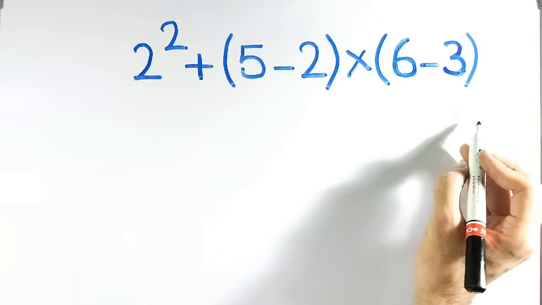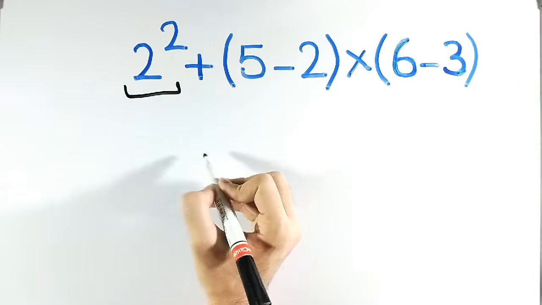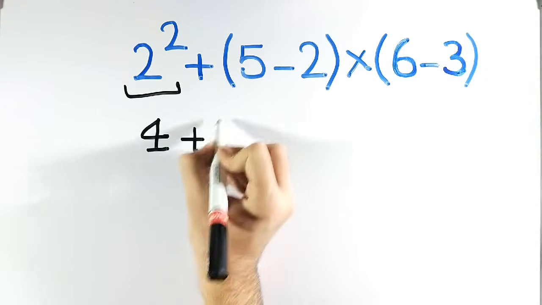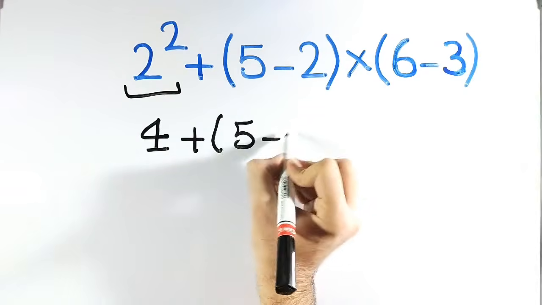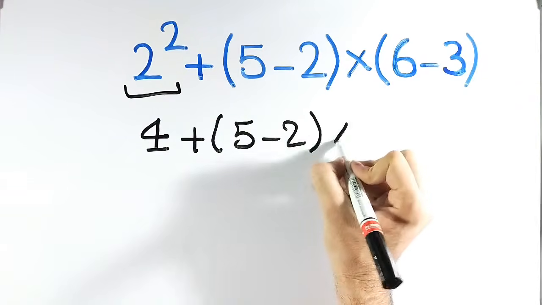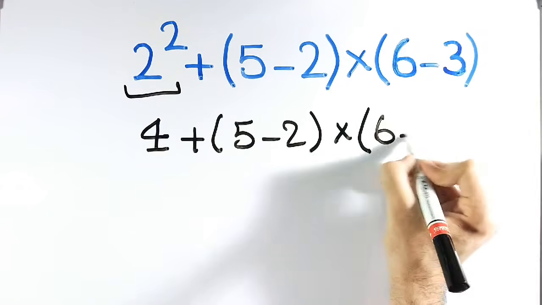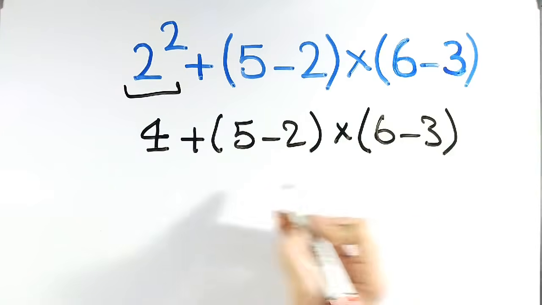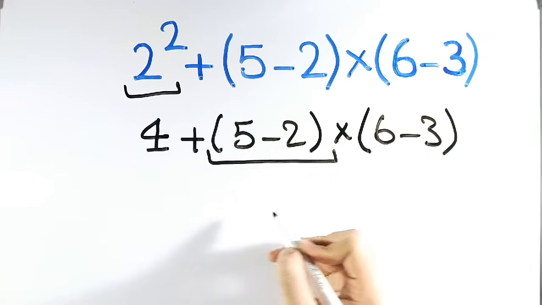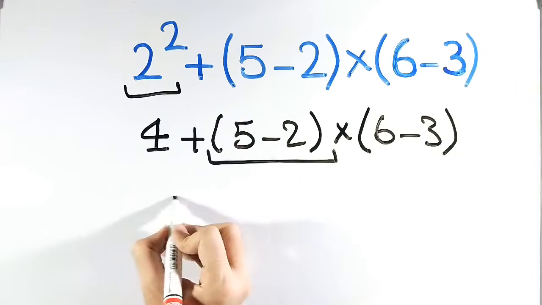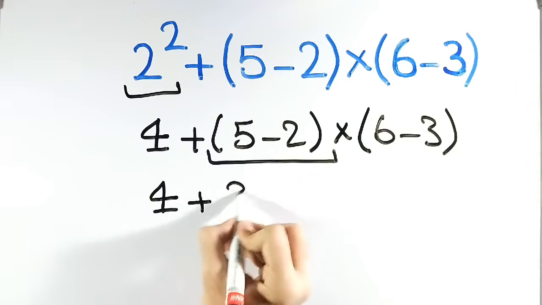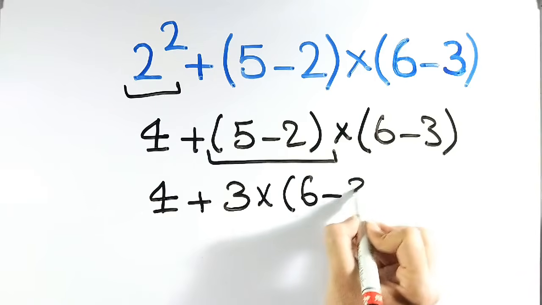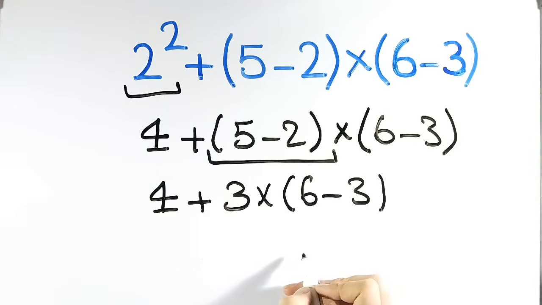Many people when solving this question first go for the exponent and instead of this expression they write 4 plus open parenthesis 5 minus 2 close parenthesis and multiplied by open parenthesis 6 minus 3 close parenthesis. In the next step, they go for the expression inside the first parenthesis and write this expression as 4 plus 3 multiplied by open parenthesis 6 minus 3 close parenthesis.